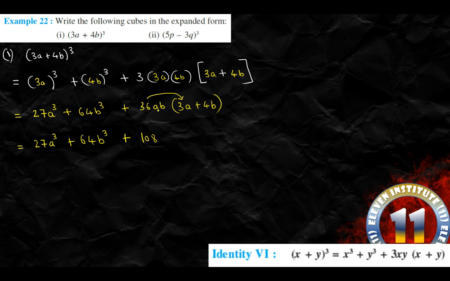Now we will multiply this AB and A. So A will multiply with A, we get A square and B will remain as it is. Similarly, we will again multiply this 36AB with 4B. So 36 into 4 is 144. A will be kept as it is and B into B will give us B square. So this is our final answer, right, which contains 4 terms.